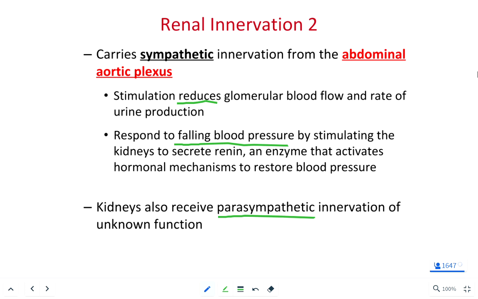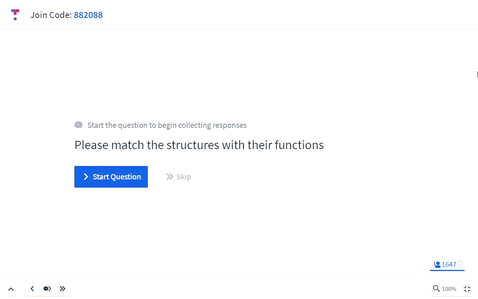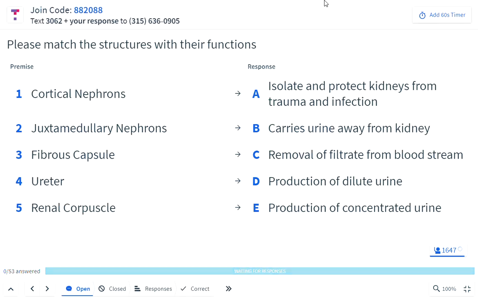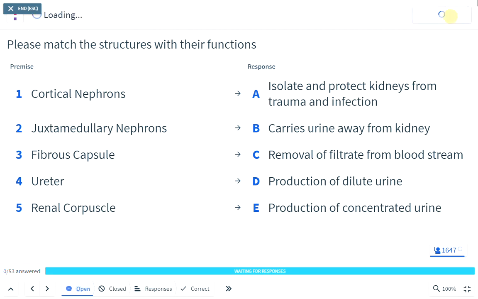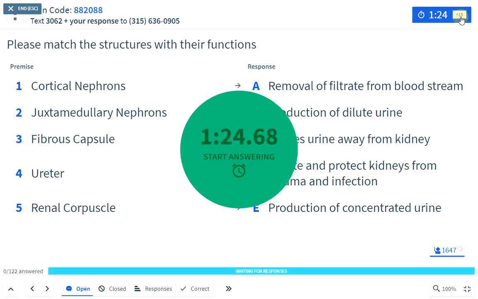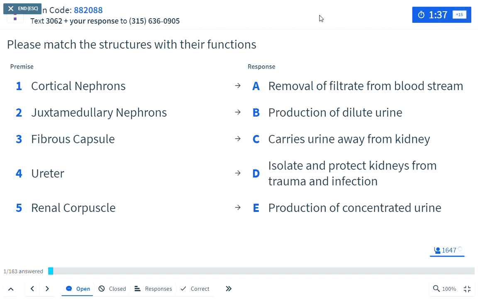How are we doing on time? We have 5 minutes left. Plenty of time for our last review question. Please match the following structures with their functions. And this is kind of a longer question. I'll give you an extra 45 seconds. Please match the structures with their functions.